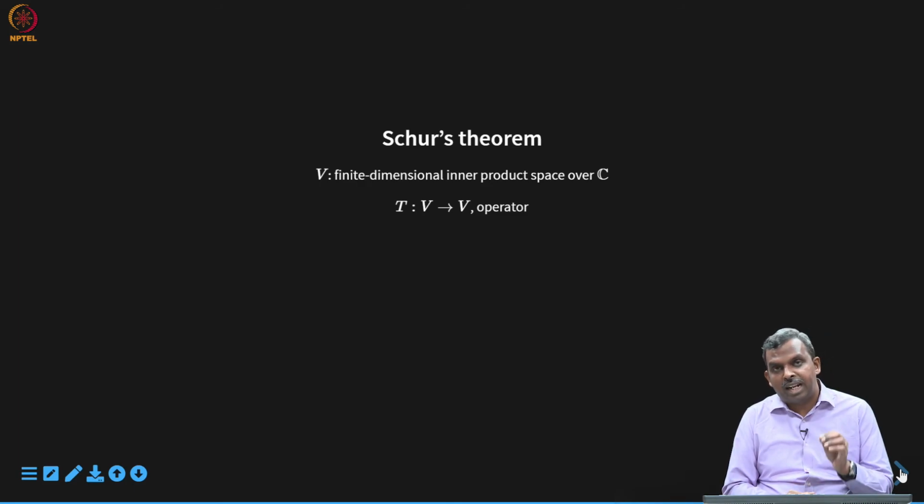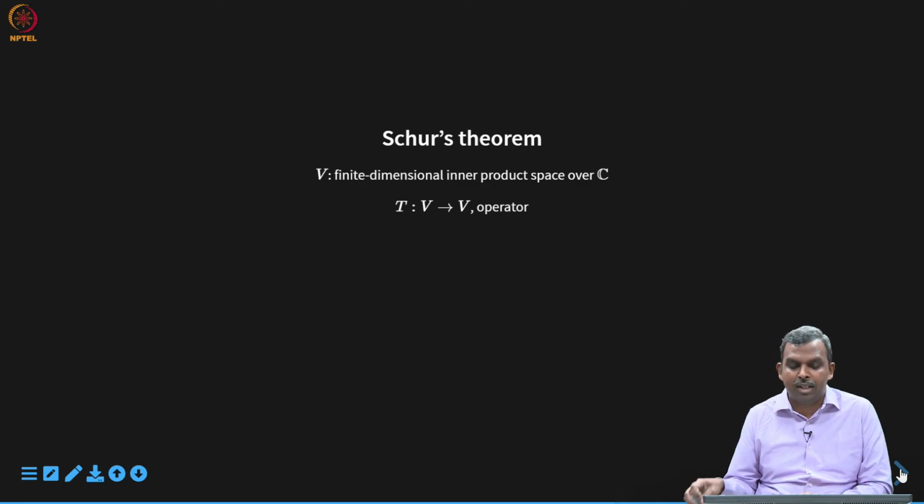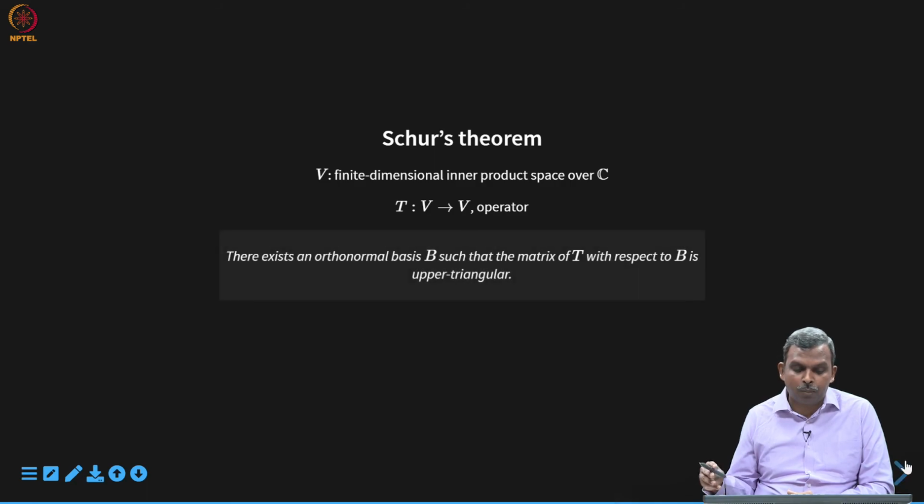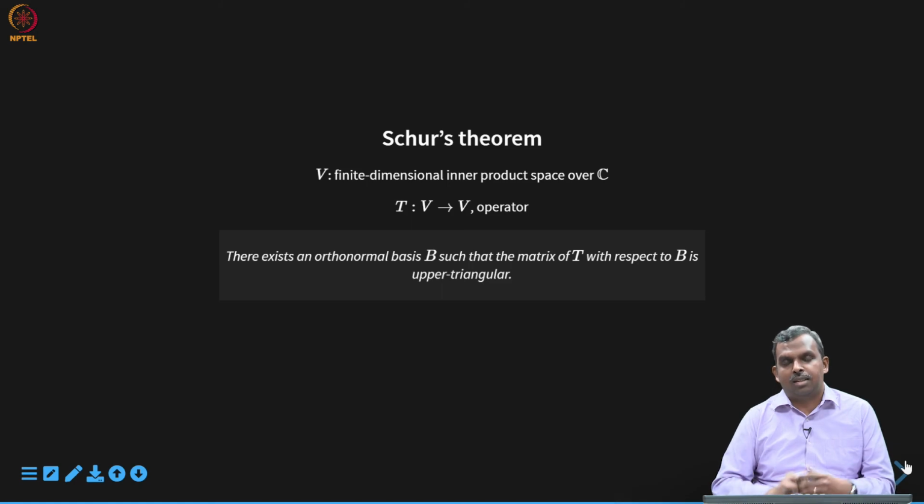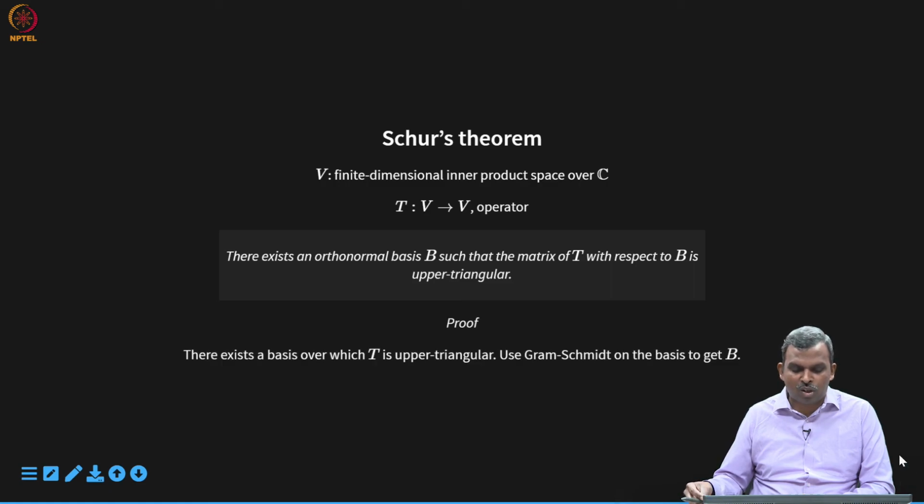If you have a finite dimensional inner product space over C, over the complexes where you have eigenvalues and eigenvectors and all that, and you have an operator T, it turns out there exists an orthonormal basis B such that the matrix of T with respect to B is upper triangular. Okay, so that's a powerful result. It's called Schur's theorem. And the proof is actually something we've already seen, it's not very hard to see.